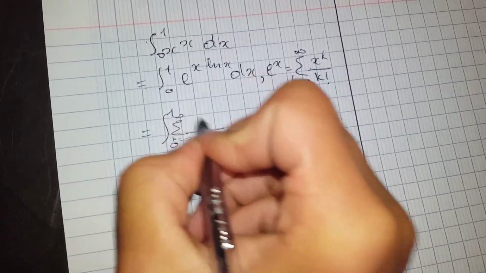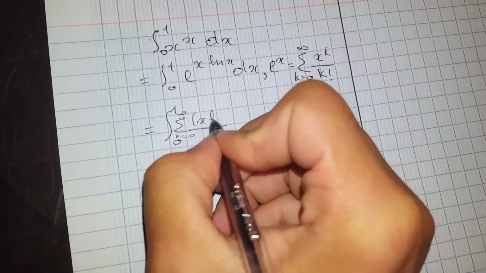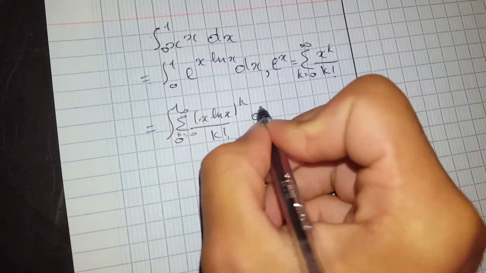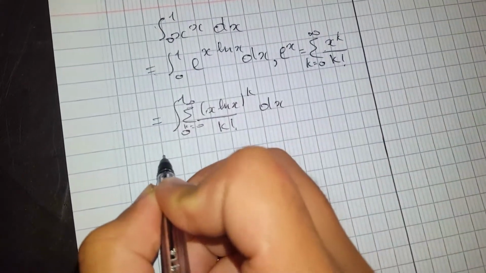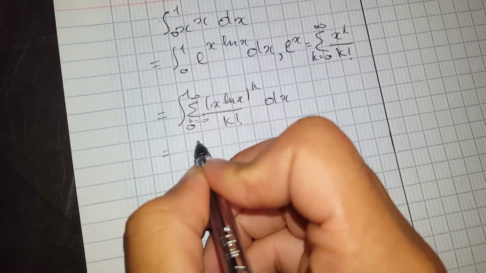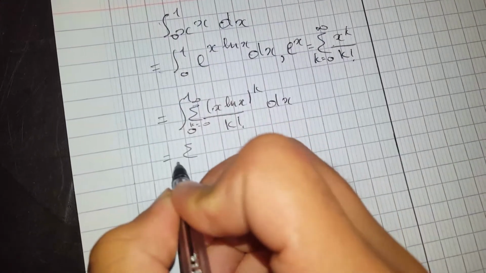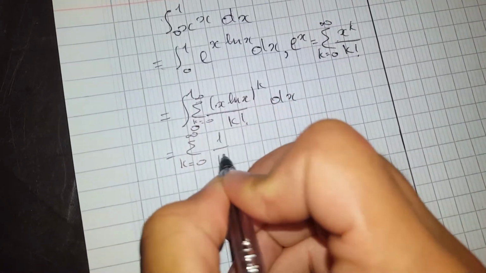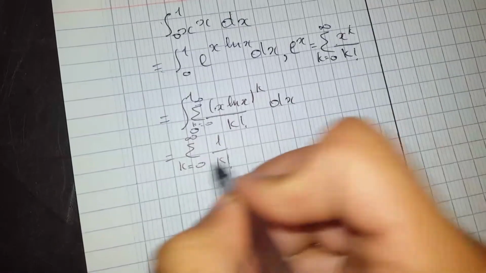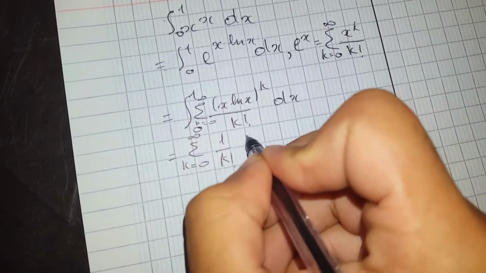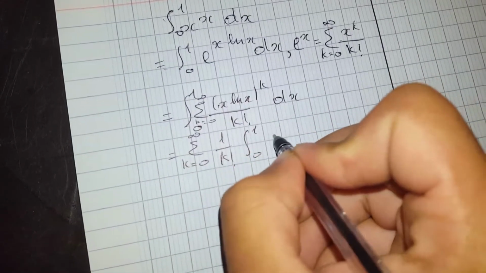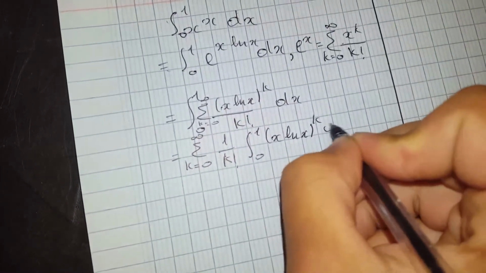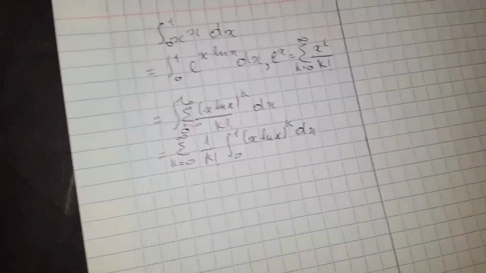So that would equal the integral from 0 to 1 of the sum from 0 to infinity of (x ln x) to the k over k factorial dx. We're going to bring 1 over k factorial to the front, and we're going to exchange the sum and the integral. That's going to give us the sum from 0 to infinity of 1 over k factorial, the integral from 0 to 1 of (x ln x) to the power of k dx.